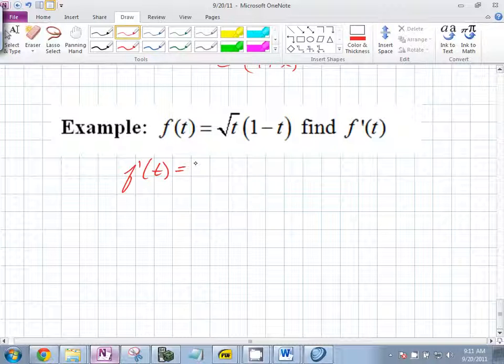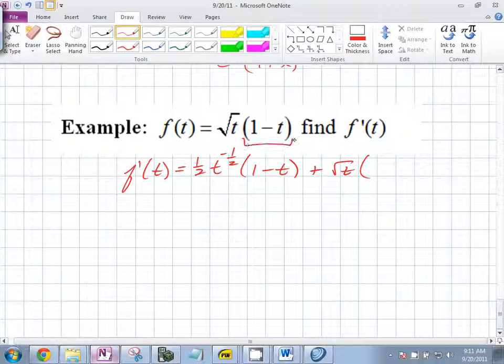1/2 t to the negative 1/2 times 1 minus t, plus the square root of t times what? The derivative of that is negative 1, right?